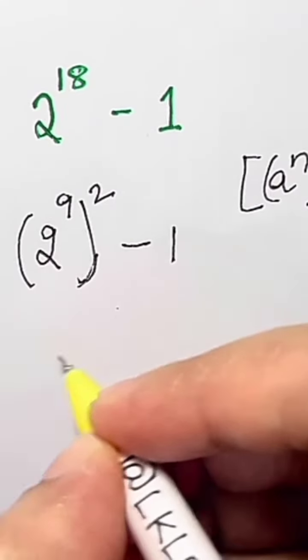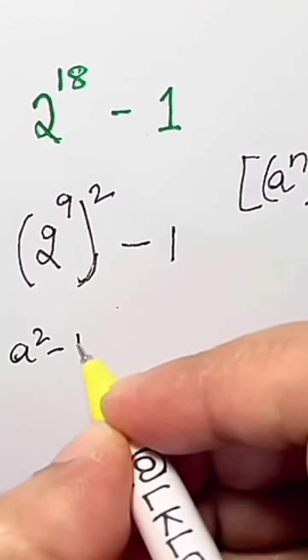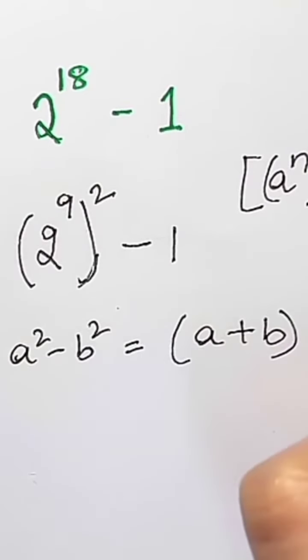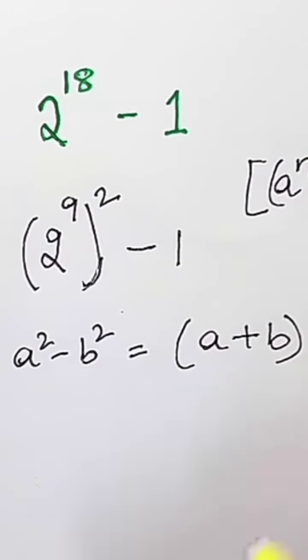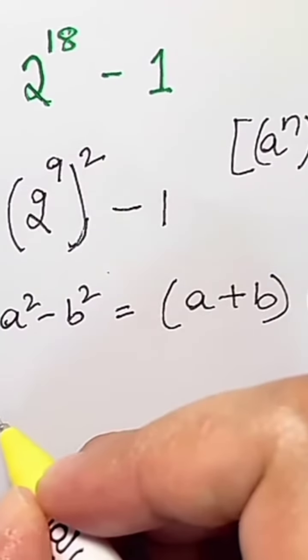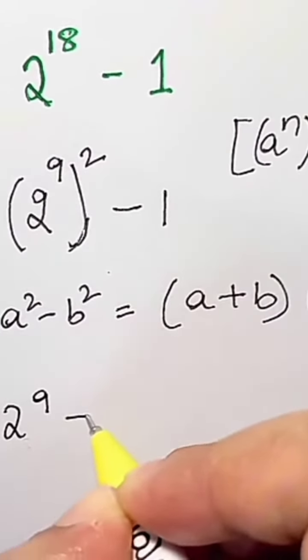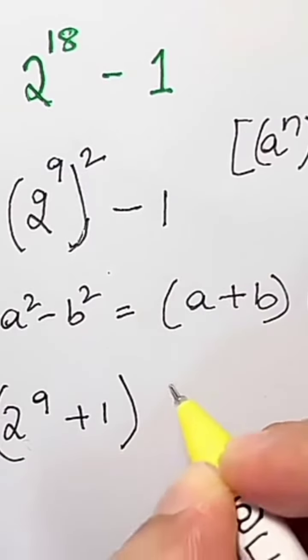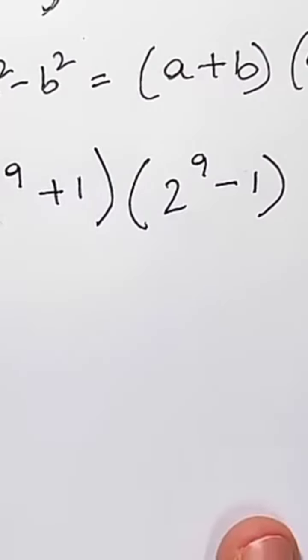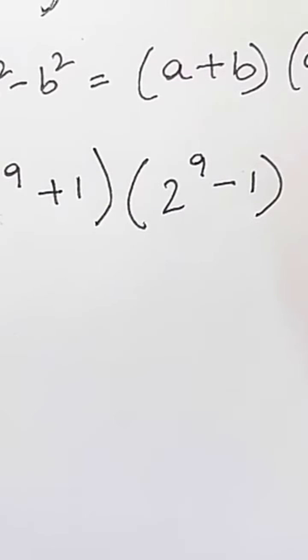This is in the form of an identity, a square minus b square, which is equal to a plus b times a minus b. Now we're going to solve for that. So we have 2 to the power of 9 plus 1 times 2 to the power of 9 minus 1. And then, as we know, 2 to the power of 9 is equal to 512.